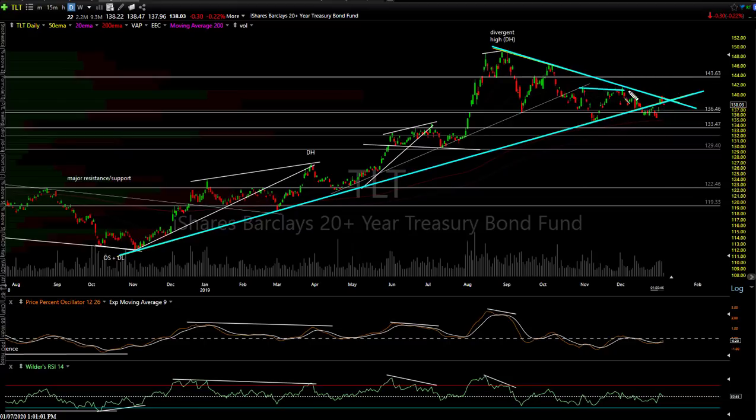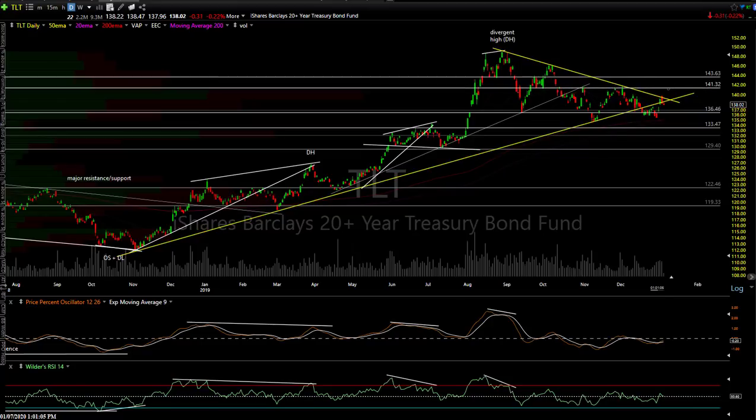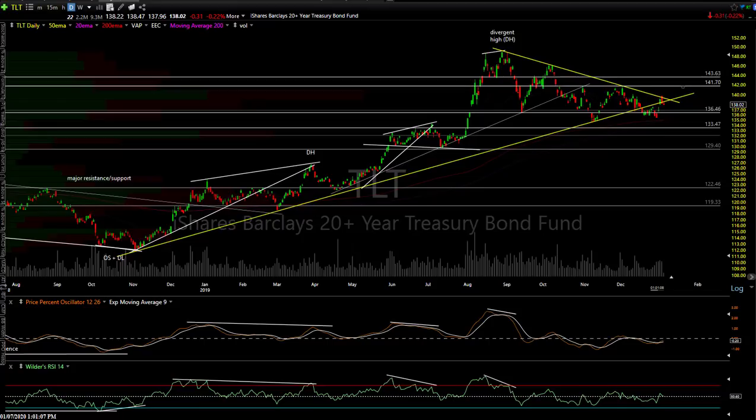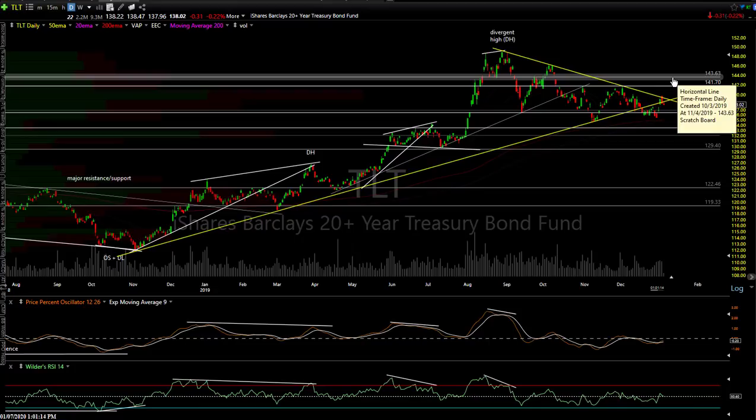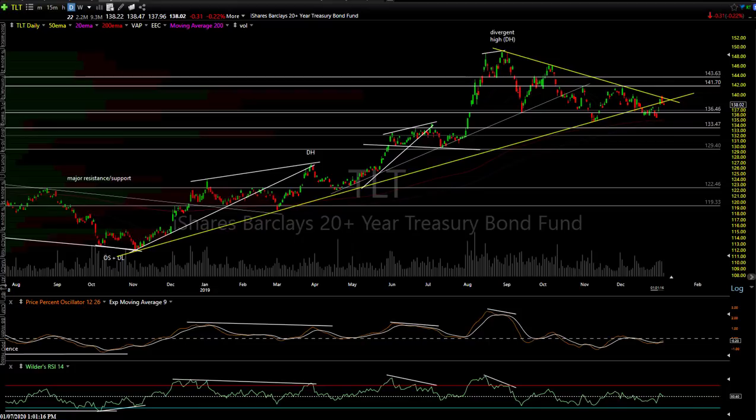I should add a level right here. Let me do that right now. I do see resistance right about 140.70 or so. That would be the first resistance level. Next 143.63, and then finally maybe a move up here at about 145.90.